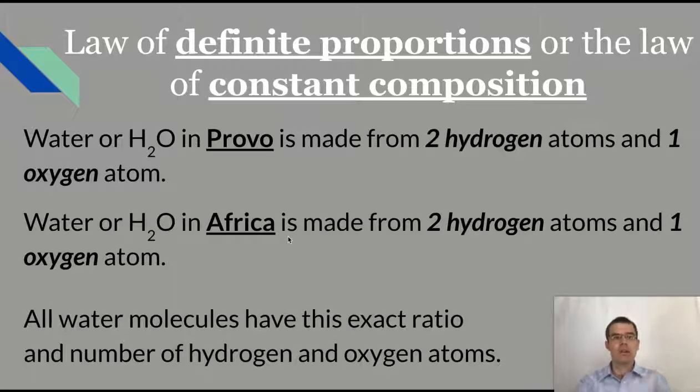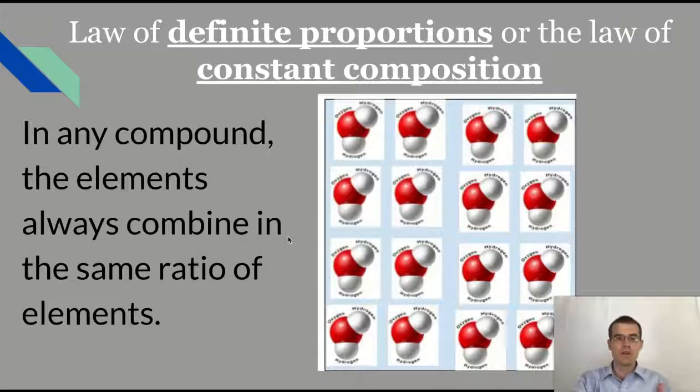Well, say you've got water in Provo, and you look at your water molecule in Provo, and you have a water molecule from Africa. If you zoom in and look at them, you'll see that they are exactly the same. The water molecule in Provo is made out of 2 hydrogen atoms and 1 oxygen atom, and the water molecule in Africa is made out of 2 hydrogen atoms and 1 oxygen atom. So here's another way of seeing that. If we have a bunch of water together, you can see that each of these water molecules has 1 oxygen and 2 hydrogens, and they are all composed or made out of the same stuff.